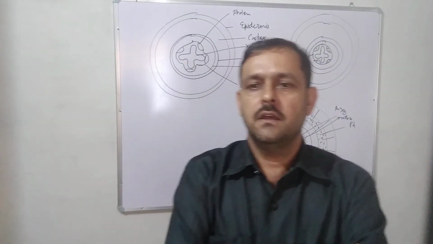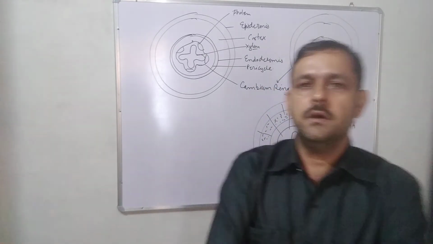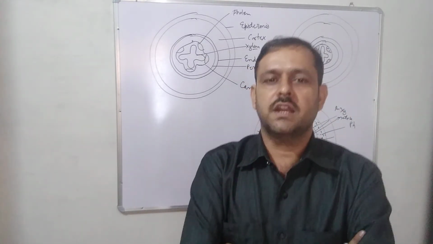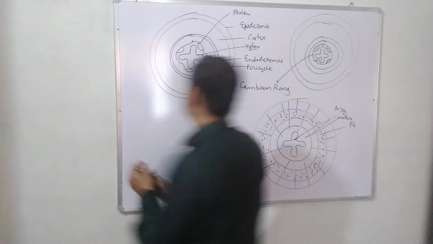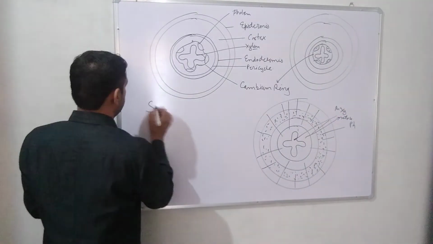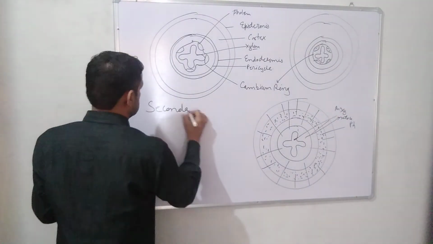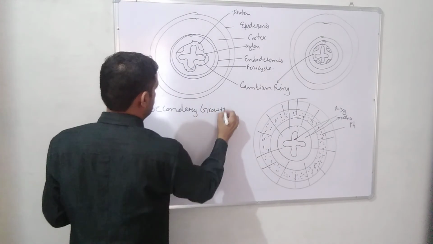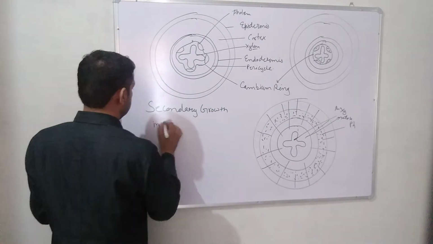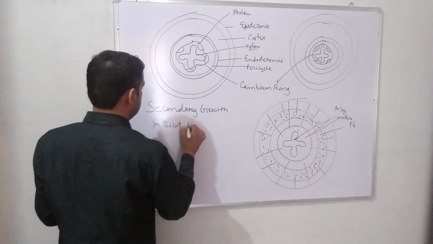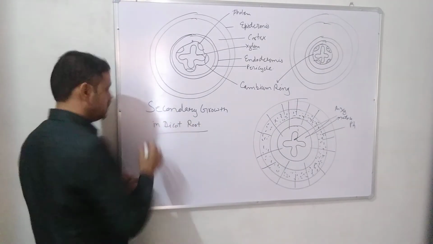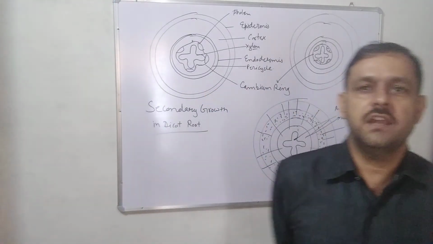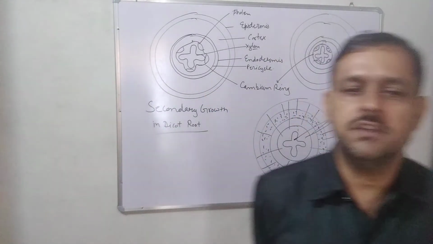We are studying anatomy of flowering plants, in which today's last topic is secondary growth in dicot root. What is the name of the topic? Secondary growth in dicot root. Because in gymnosperms and monocotyledons no secondary growth is found.